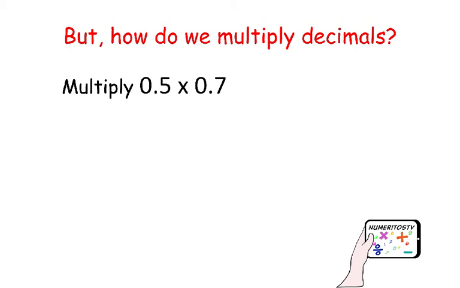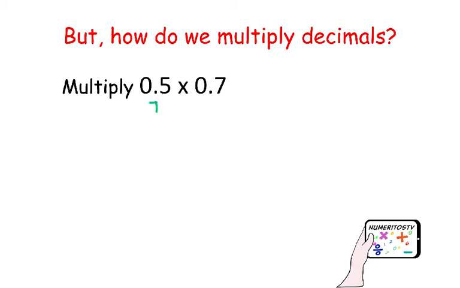But how do we multiply decimals? So now that we remember how to multiply whole numbers, these are the steps for multiplying decimals. The first thing that you need to do is count how many decimals you're working with. So, I am going to multiply 0.5 times 0.7.